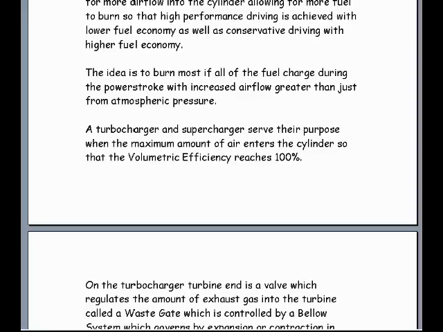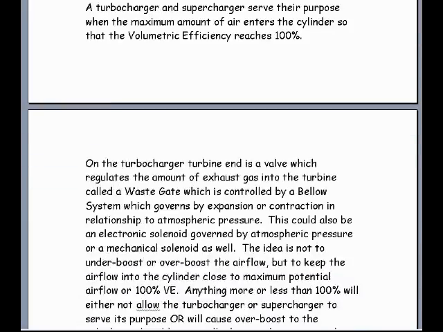The turbocharger and supercharger serve their purpose when the maximum amount of air enters the cylinder so that volumetric efficiency reaches 100%. So if you have so much cubic inch displacement and a majority of that has got to be air, like say a 12 to 1 air to fuel ratio, whatever that is in fractional ratio, you're only going to get 80% of that for air under just atmospheric pressure.